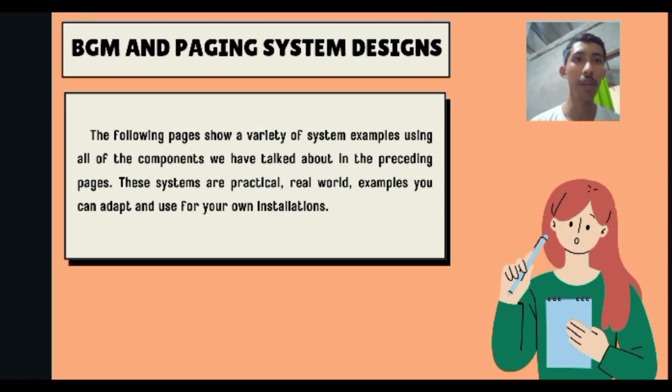Next, BGM and paging system designs. The following pages show a variety of system examples using all the components we have talked about in the preceding pages. These systems are practical real-world examples you can adapt to use in your installation.